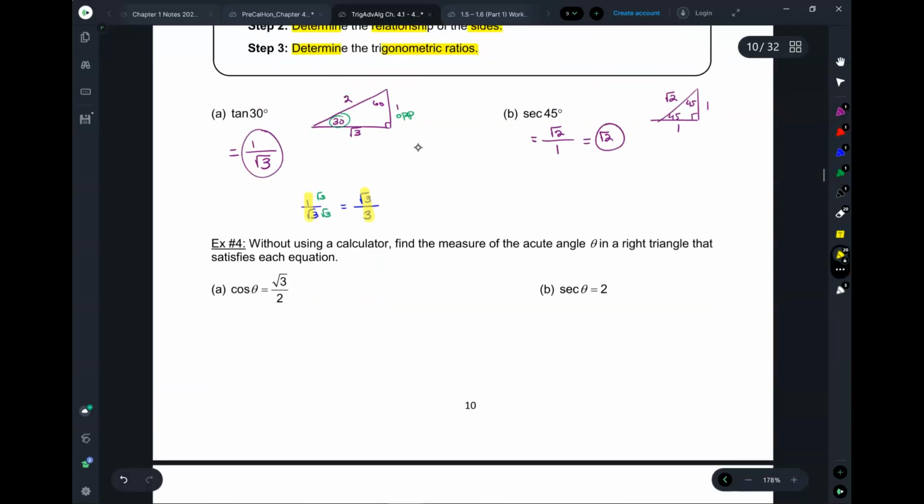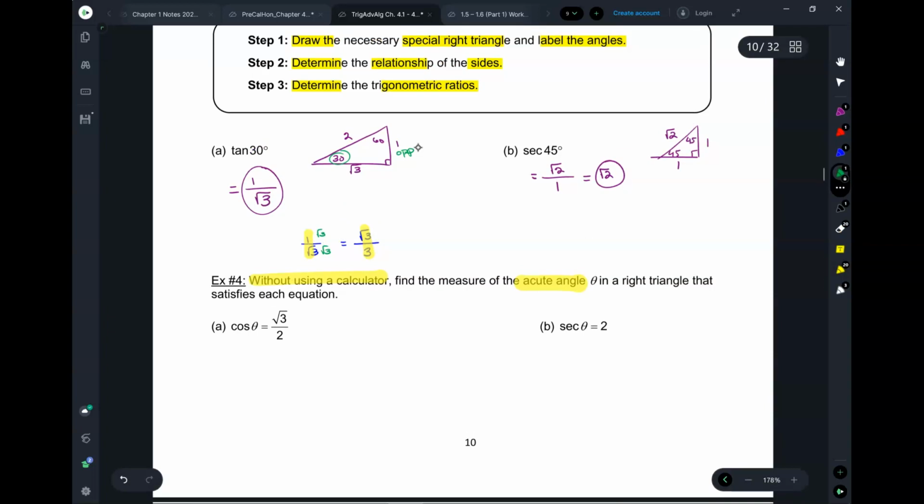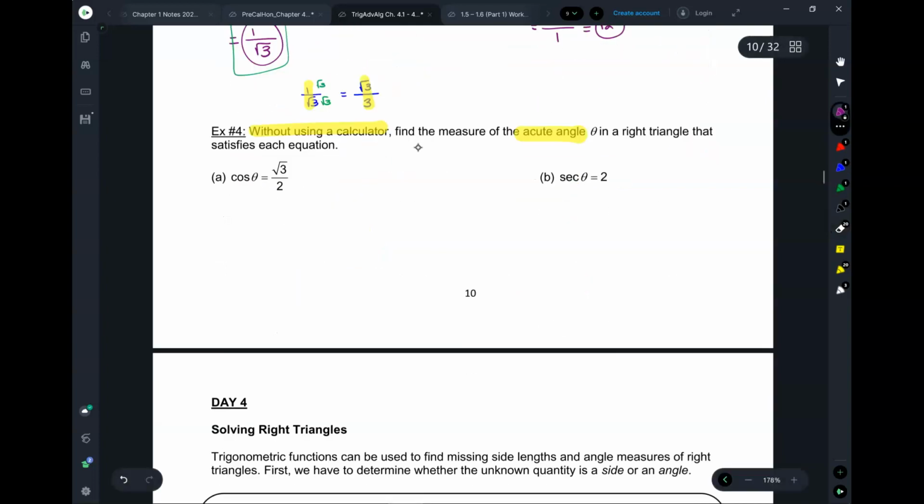Next, it says, without using a calculator, find the measure of the angle that satisfies this equation. So basically, you will be given this, but the angle is hidden, and you have to use that information to determine that, oh, that angle is 30 degrees. Here's how we're going to do it. The problem is cosine of theta is root 3 over 2. Which triangle gives you a root 3 over 2? Well, that's the 30, 60, 90. 1, root 3, 2.